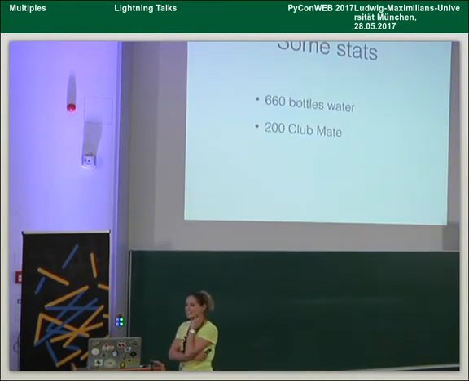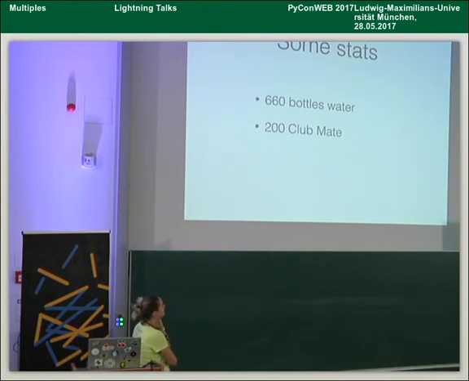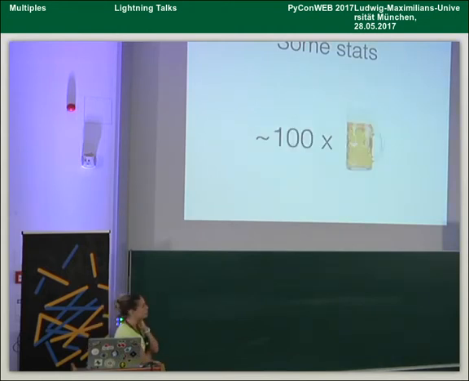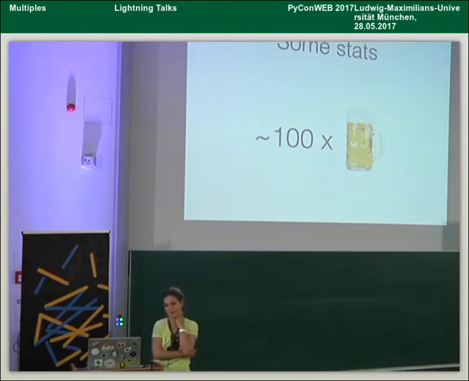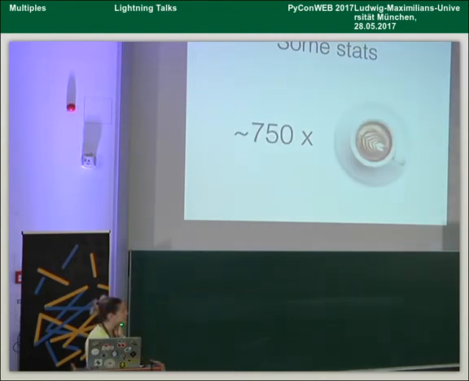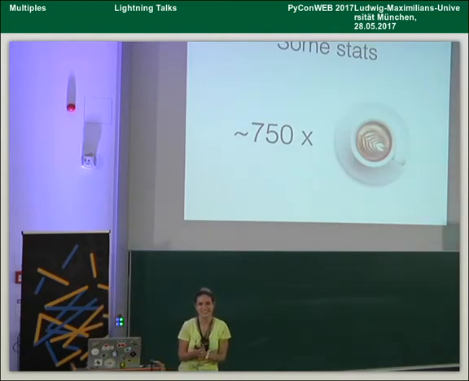Actually, some really funny and interesting statistics: how many bottles we consumed. Can you imagine? We consumed 660 bottles of water. Really, think about how much. We had 200 Club Mate. Also impressive. We consumed about 100 liters of Mass in the Hofbrauhaus. And we actually had 750 cups from Malefiz.